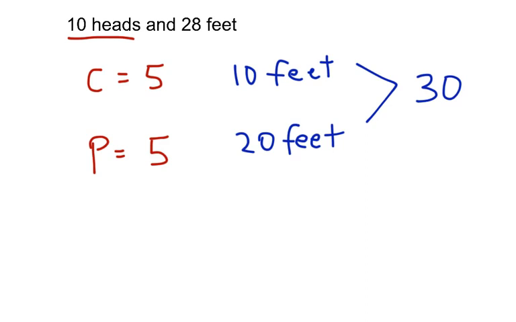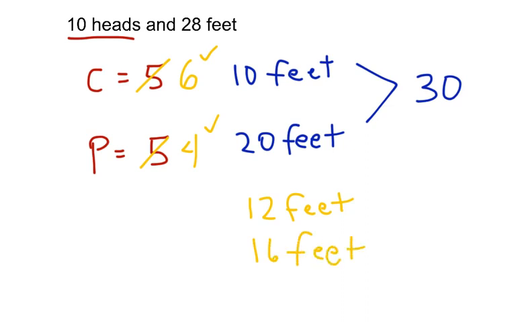So I need to have the same number of animals, but less feet. Okay, well, with that in mind, if I need less feet, I'm going to increase my number of chickens, decrease my number of pigs, and see if that works. Now I've still got 10 heads because I've got 6 of these and 4 of those, so that works. Now, with 6 chickens, that would account for 12 feet. And with 4 pigs, let's see, 4 times 4, that would be 16 feet. And I've got the 10 heads that I wanted. I've got the 28 feet that I wanted. So this must be correct. I must have 6 chickens and 4 pigs.